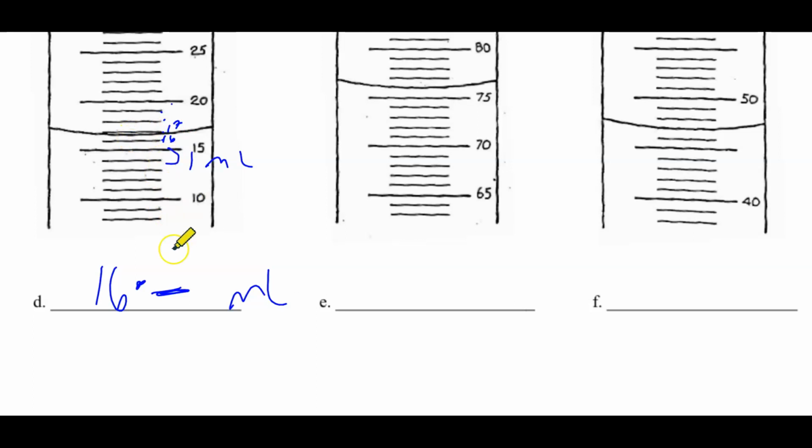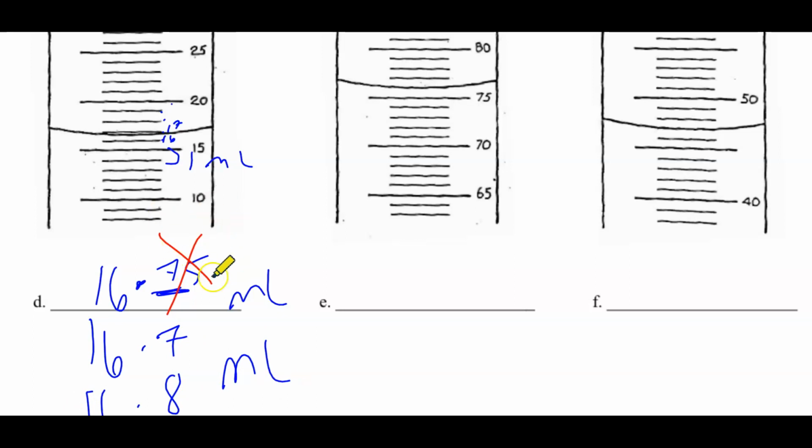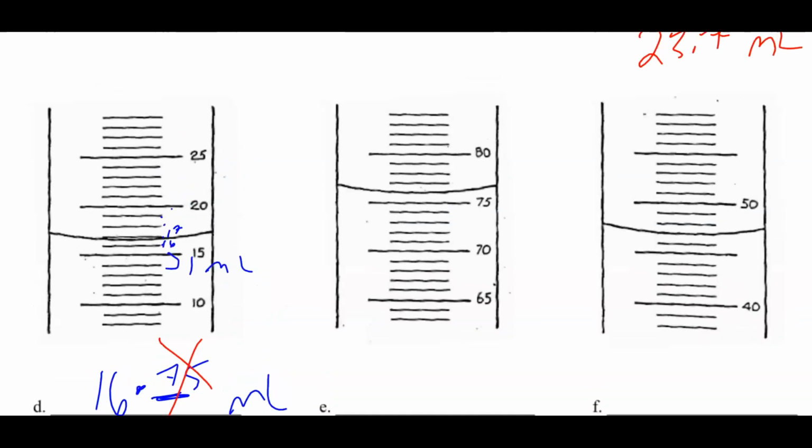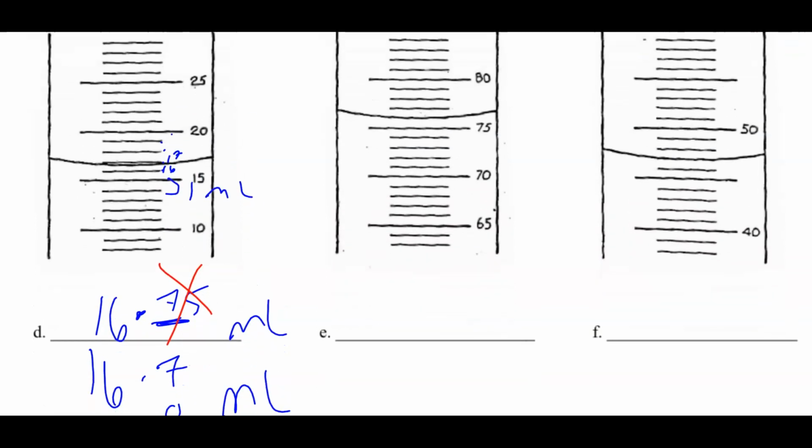So maybe you're like, oh, it's three-quarters. Let's say 16.75. No, you can't do that, because in science class, we can only guess one more place value. So if you really want to say 16.75, you could say 16.7, you could say 16.8. Either one of those would be fine. 16.75 is a lie. You can't be that accurate and specific with your answer because we can only guess to the tenths place. You cannot make any judgment on the hundredths on this graduated cylinder. So be careful there.